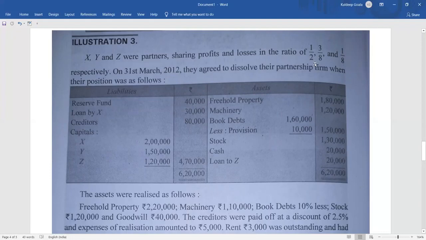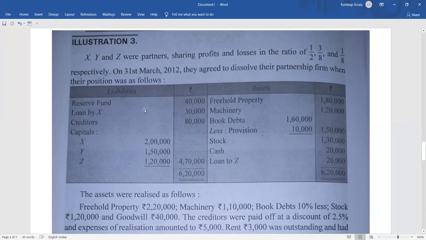So how will you make it? For 1/2, the denominator will be 8. So 2 into 4 is 8, right? So into 4 in the denominator, so into 4 in the numerator. So it will be 4/8. So 4/8, 3/8, 1/8. So the ratio is 4:3:1, right?